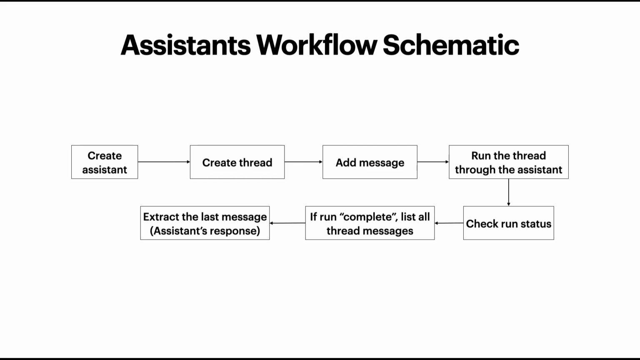A top level schematic of what you would need to do in order to process conversations through the assistant is, first of all, you need to create an assistant. And you do this in your OpenAI account, and this is what we're going to do. Then you need to create a thread or use an existing thread. If there is an existing thread, you need to add a message to this thread as the user message. Then you need to tell the assistant to run this thread, as in process all the messages in this thread.